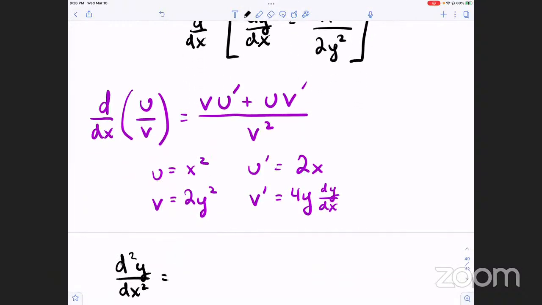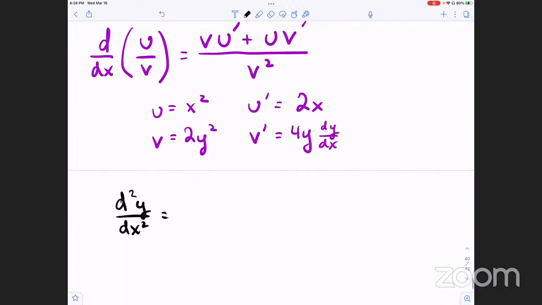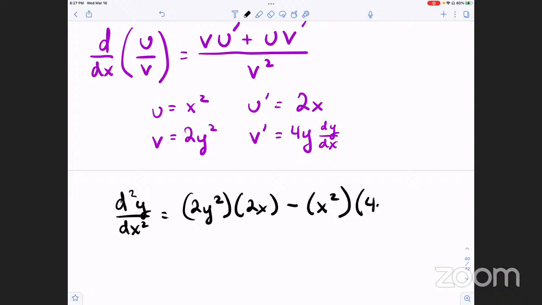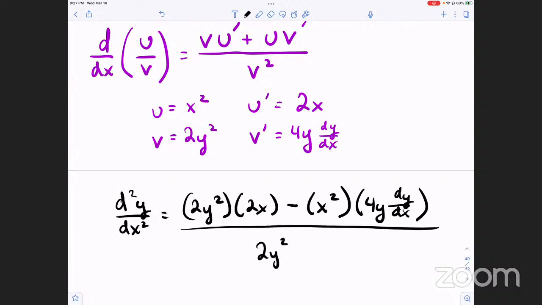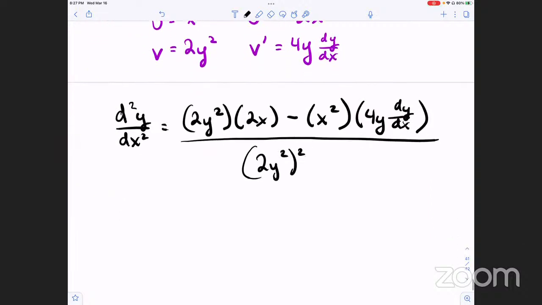the derivative of that, now we just apply this rule. So our v is going to be what? 2y squared. Our u prime is going to be 2x minus, our u is going to be x squared, and our v prime is all of this, 4y dy by dx, okay? And then our v squared is this 2y squared quantity squared, okay? So now that we got it here, we need to substitute in that dy by dx, we need to plug that back in, right?